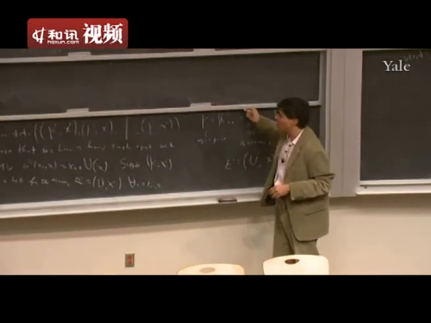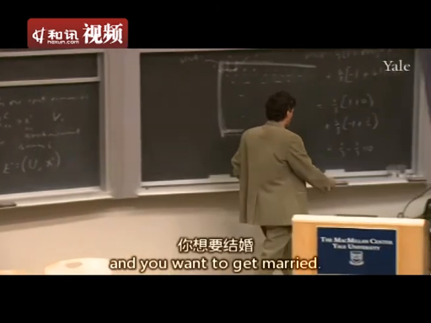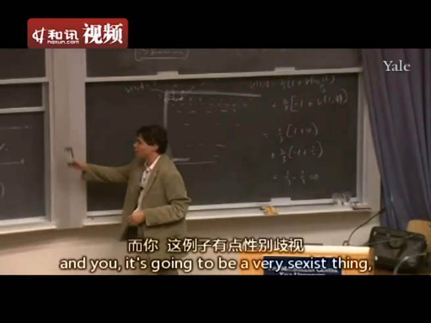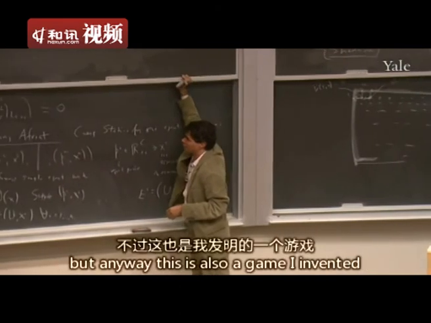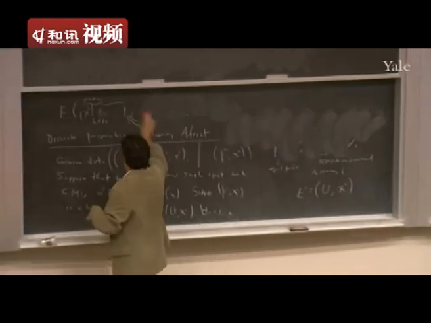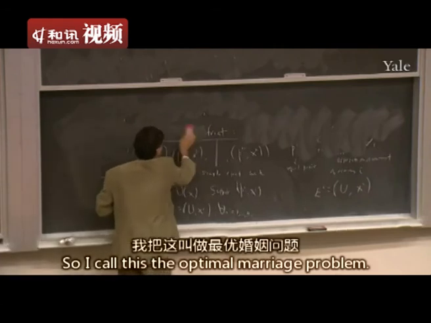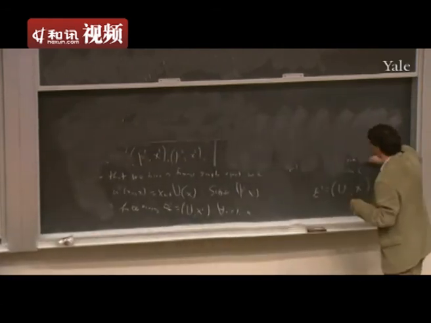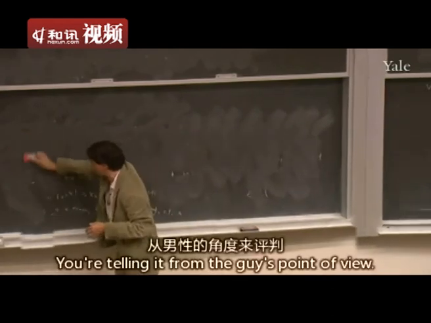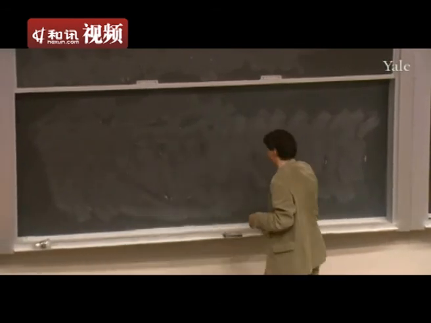Suppose that you are undergraduates and you want to get married. You've been told that's a good idea. It's going to be a very sexist thing, but anyway, it's also a game I invented, which turned out not to be as original as I thought. So I call this the optimal marriage problem. So let's say you knew you were going to meet 1,000 women. You're telling it from the guy's point of view. You're going to meet 1,000 women.